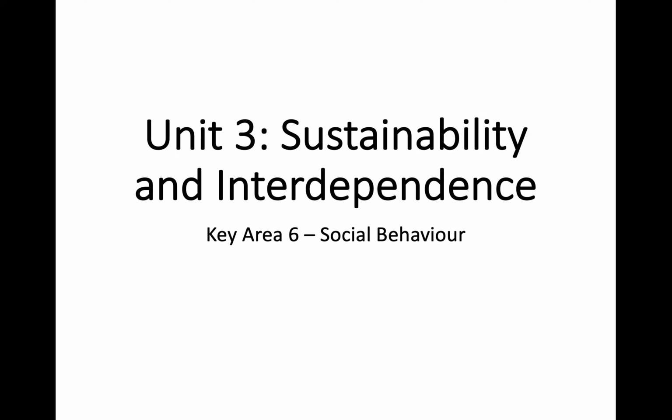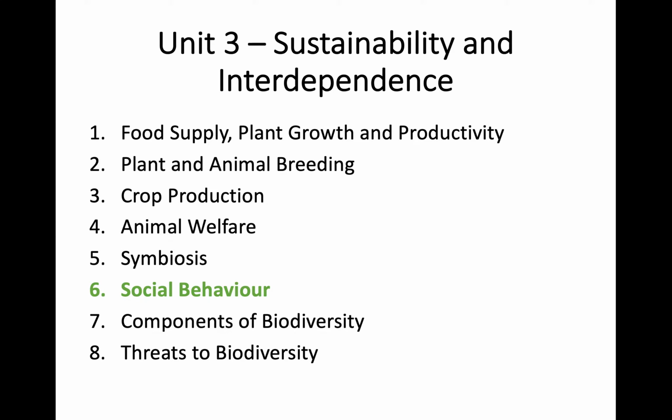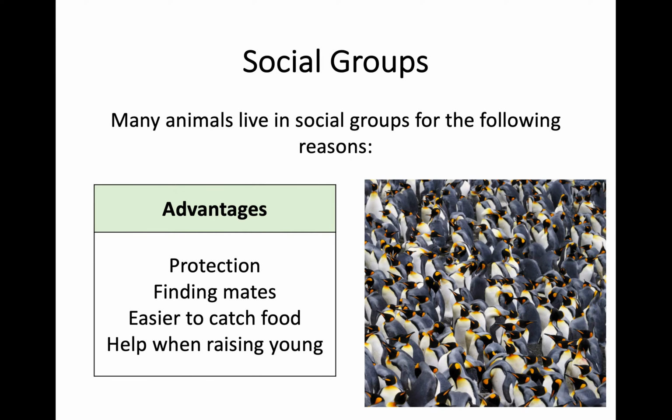Today we're going to continue with Unit 3 and we're moving on to Key Area 6, Social Behaviour. So in this key area we're mostly going to be looking at why some animals decide to live and work in groups rather than just being solitary, and also what behaviours can be seen in these social groups. So first of all, in terms of why some animals live in social groups, we need to think about what the benefit of being in a social group is.